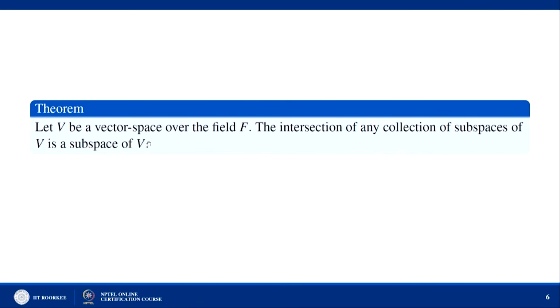Now, let V be a vector space over a field F, then the intersection of any collection of subspaces of V is a subspace of V. Suppose W1, W2 and so on are subspaces of V over F. Then if you take the intersection of all these subspaces, it will also be a subspace of this vector space V. So, things are very easy to show.